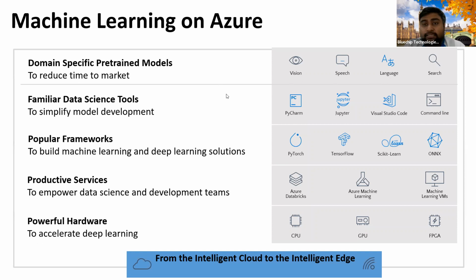Pre-trained models are there. But as data scientists, we know we need to collect the data, prepare the algorithms, finalize them, and get the right result. That's why we can use data science tools like Jupyter Notebook and PyCharm. It also supports popular frameworks like PyTorch, TensorFlow, and Scikit-learn, all the open source frameworks. The services they provide include Azure Databricks, then Azure Machine Learning, which we are highlighting here, and the machine learning VMs.